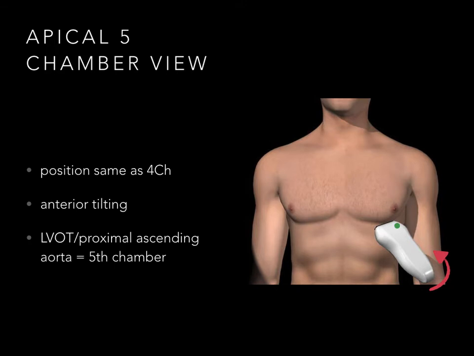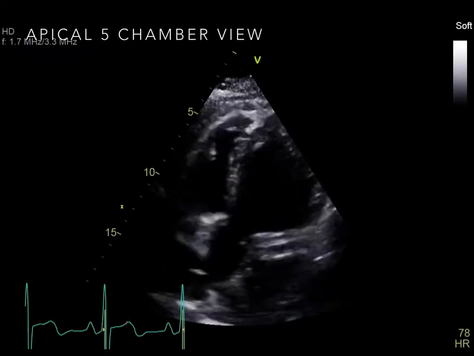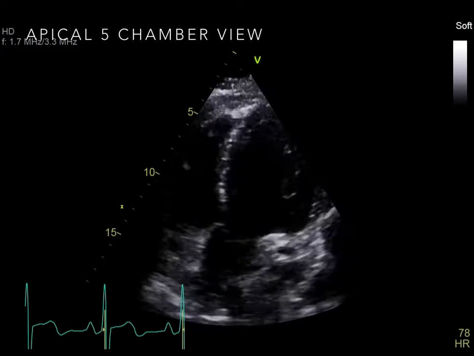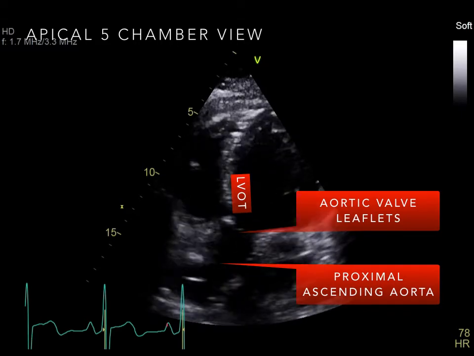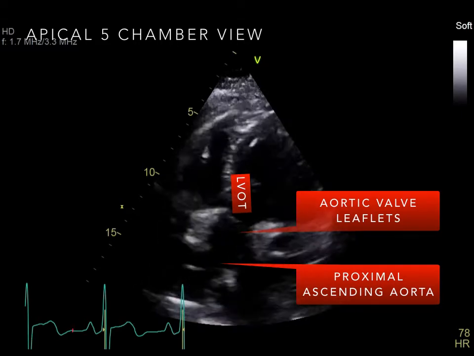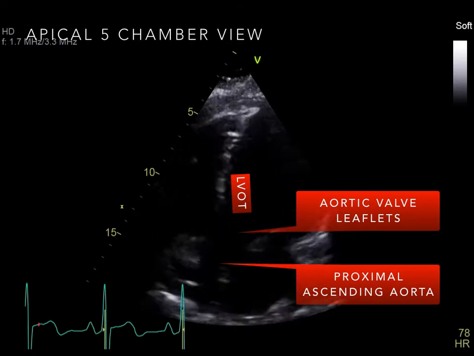For the apical 5-chamber view, we have to tilt the transducer anteriorly until the left ventricular outflow tract and proximal ascending aorta are visible. The proximal ascending aorta and LVOT constitute the 5th chamber. The LVOT, proximal ascending aorta and the aortic valve leaflets are visualized on this image.